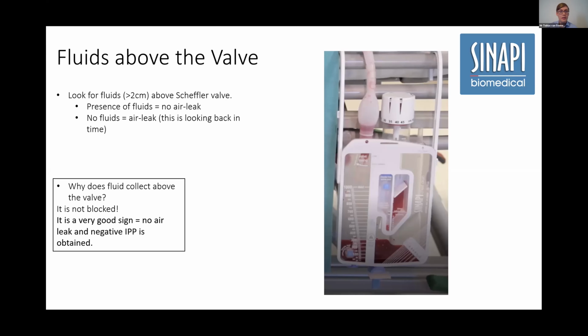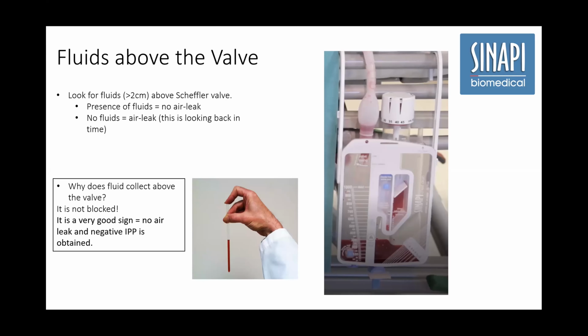above the valve? It's definitely not because it's blocked. It's a very good sign, and it means that no air leak and negative intrapleural pressure is obtained. For example, with the picture, if you put a straw into a glass of water and you put your thumb on your finger on the top and you lift it up, you can see that the fluid's maintained. And why? Because there's a suction force at your finger and also no air coming in from the top. And this is a very good sign to show that the patient is nearing the end of treatment or end of recovery.